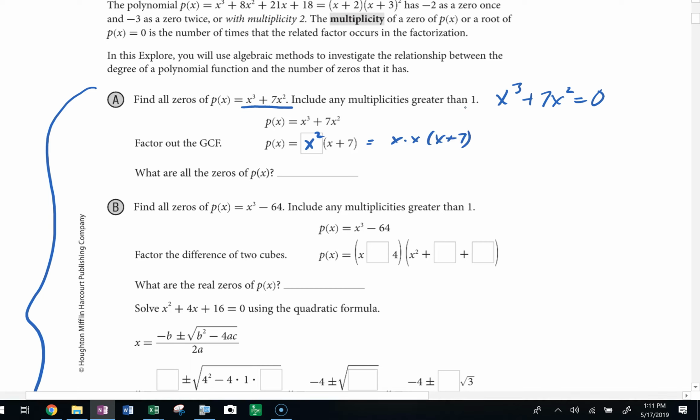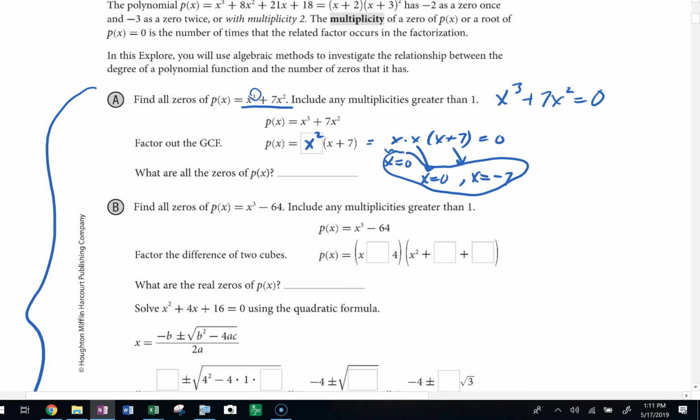The reason why I like to write it that way is because we can see now this is a third degree polynomial. And since it's a third degree polynomial, we expect to get 3 solutions. By writing it this way, we see this one gives me x equals 0. This one gives me also x equals 0. And then this one, what would be the solution associated with the factor x plus 7? X equals negative 7.